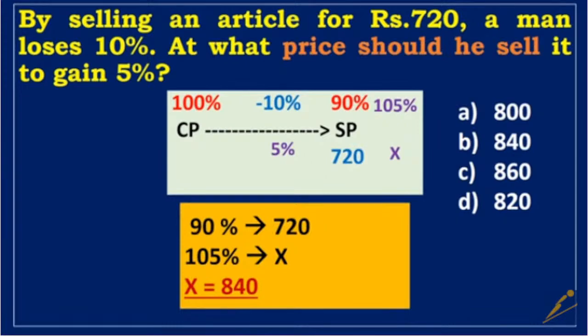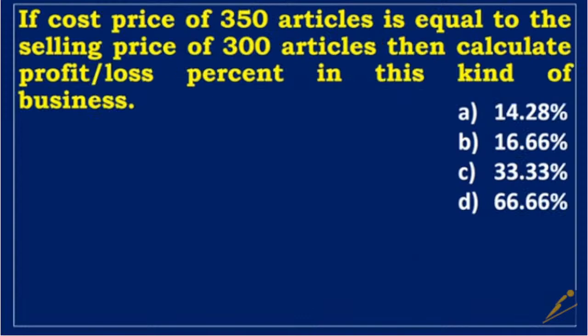Divide both sides of the first equation by 9 to obtain 10%, which is 80. Then, 100% equals 800, and 5% is 40. The sum of these values is 840 rupees, which is the selling price of the article to gain 5%. Fourth example, if the cost price of 350 articles is equal to the selling price of 300 articles, then calculate the profit or loss percent in this kind of business.